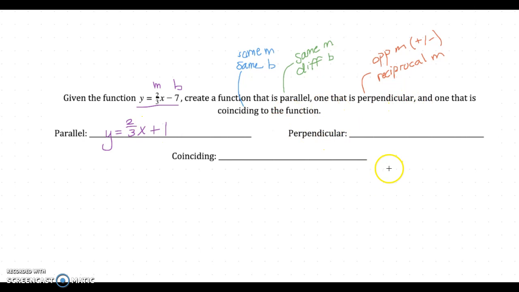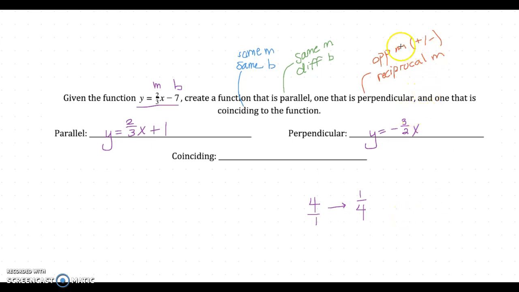All right, perpendicular. We need to have an opposite m. So I have y equals, this m is positive, so I need to make mine negative. And then I also need to have a reciprocal m, which means flipped. So if this is 2/3, I need to flip that to 3/2. One quick note about reciprocals: if you're trying to find the reciprocal of 4, well, 4 is really 4/1, so the reciprocal is 1/4.